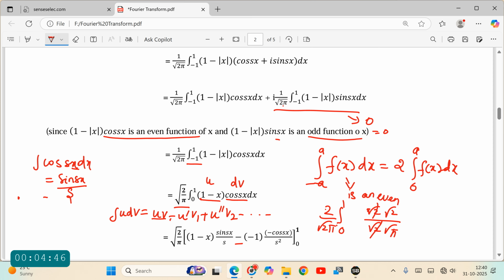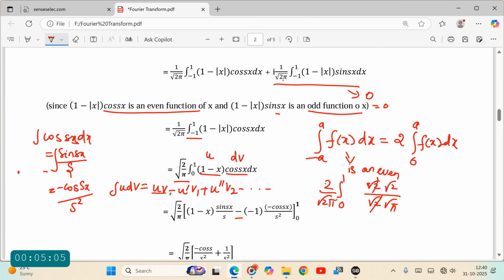And again the second integration. What is the integration of sin sx? Integration of sin is minus cos. So minus cos sx, and already there is an s in the denominator, so our answer is s square. So our answer is minus cos sx by s square. Then write the limit 0 to 1. Now apply the limit 0 to 1.